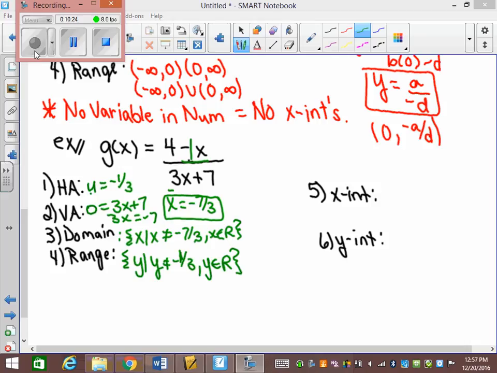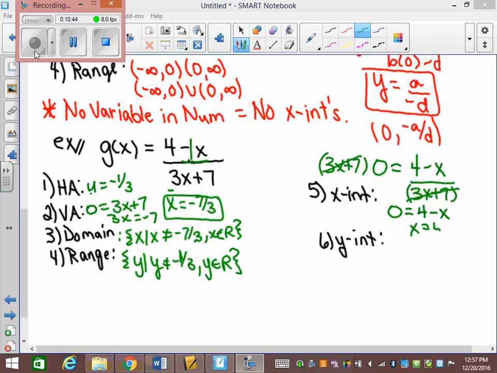The x-intercept of this one, it's going to be 0 equals 4 minus x over 3x plus 7. You take the entire denominator up here and multiply it, it goes away. So you're left with 0 equals 4 minus x. So x equals 4. So it's at 4 and 0.